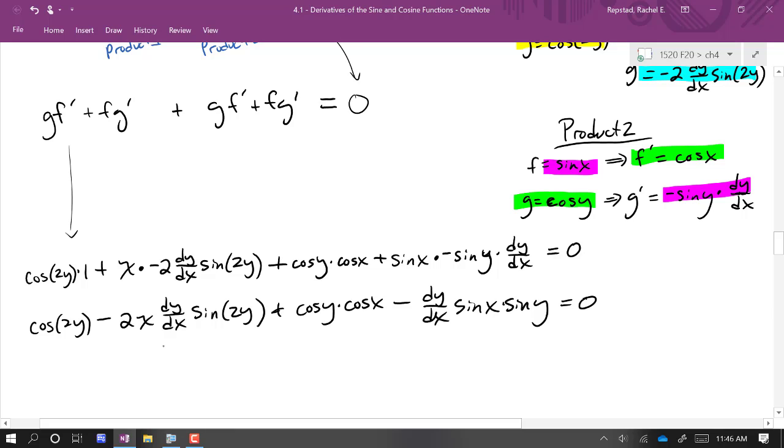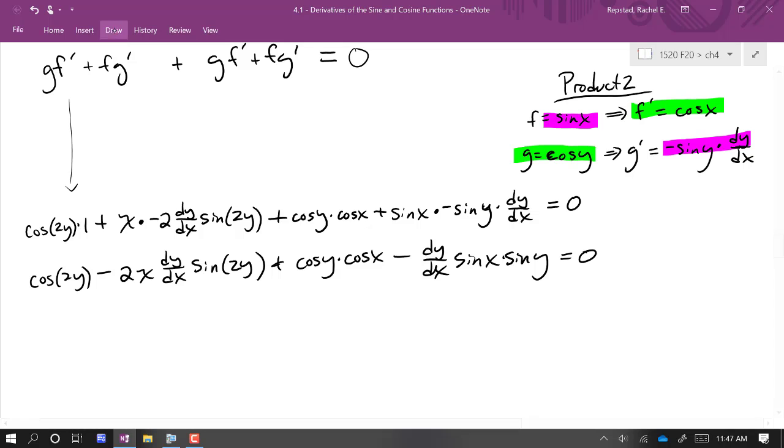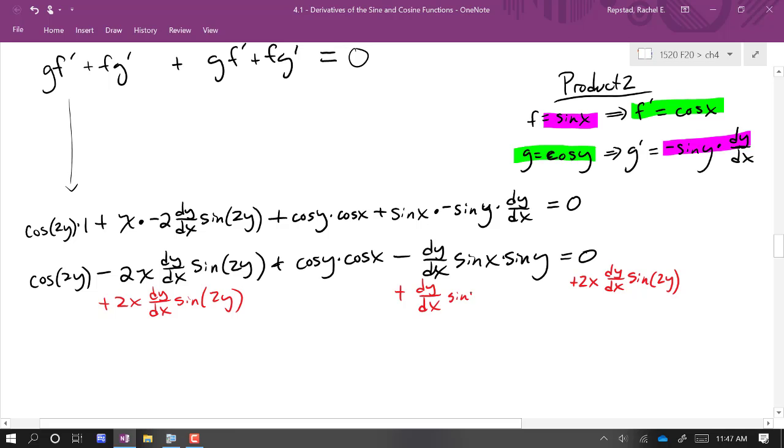So we want to solve for dy dx, and I'm going to start by just getting those terms on the other side of the equation so that they're by themselves. I'm going to add 2x dy dx sine 2y to both sides. And we're going to add dy dx sine x sine y to both sides.